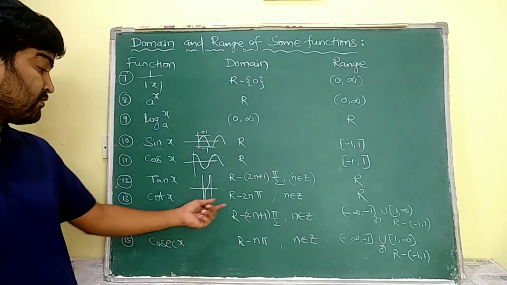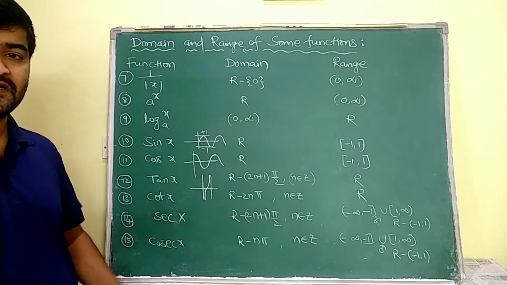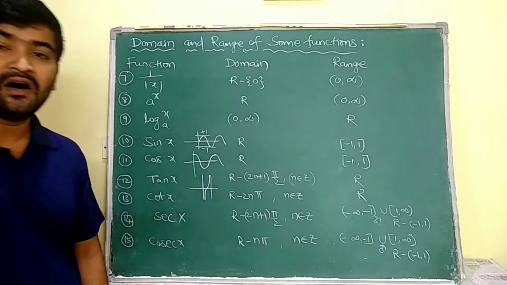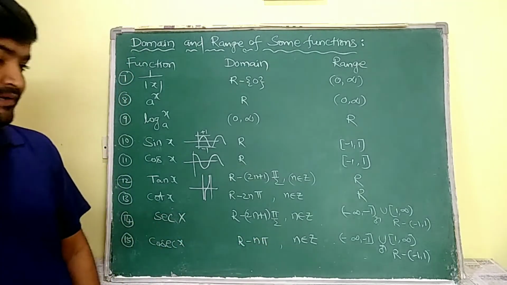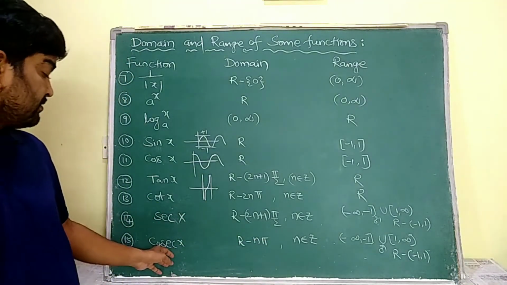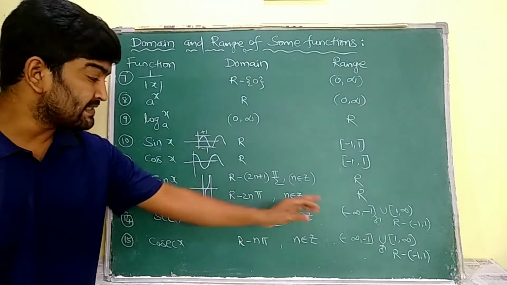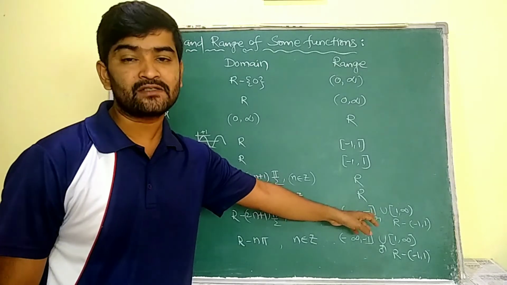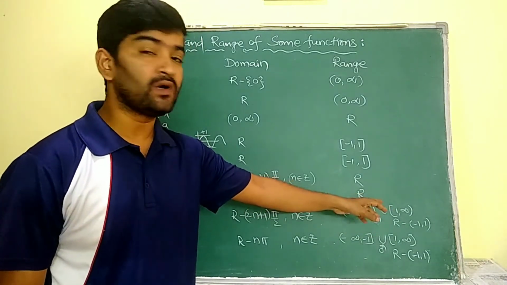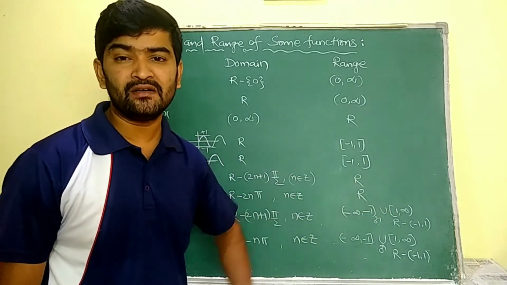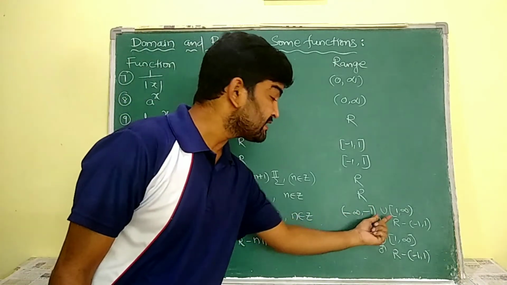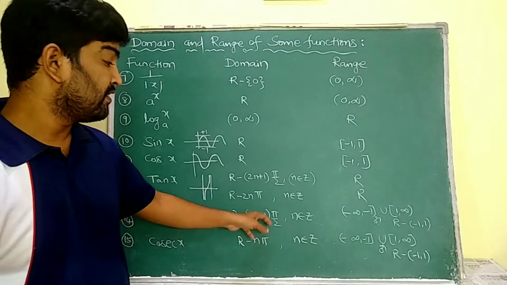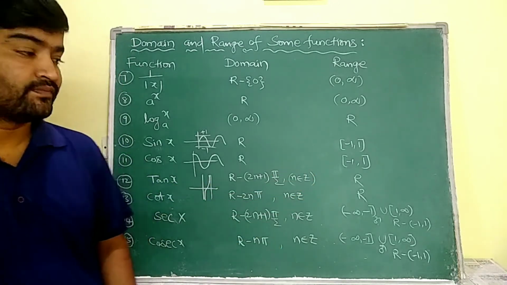Why? Because again if I place 90, its values are not defined. Now cosecant x, I have to remove all the multiples of 180. So the range is from -infinite to -1 including -1, and from 1 to infinite including 1. So in between, the values from -1 to 1 are not considered because of these values. So I have to remove them.